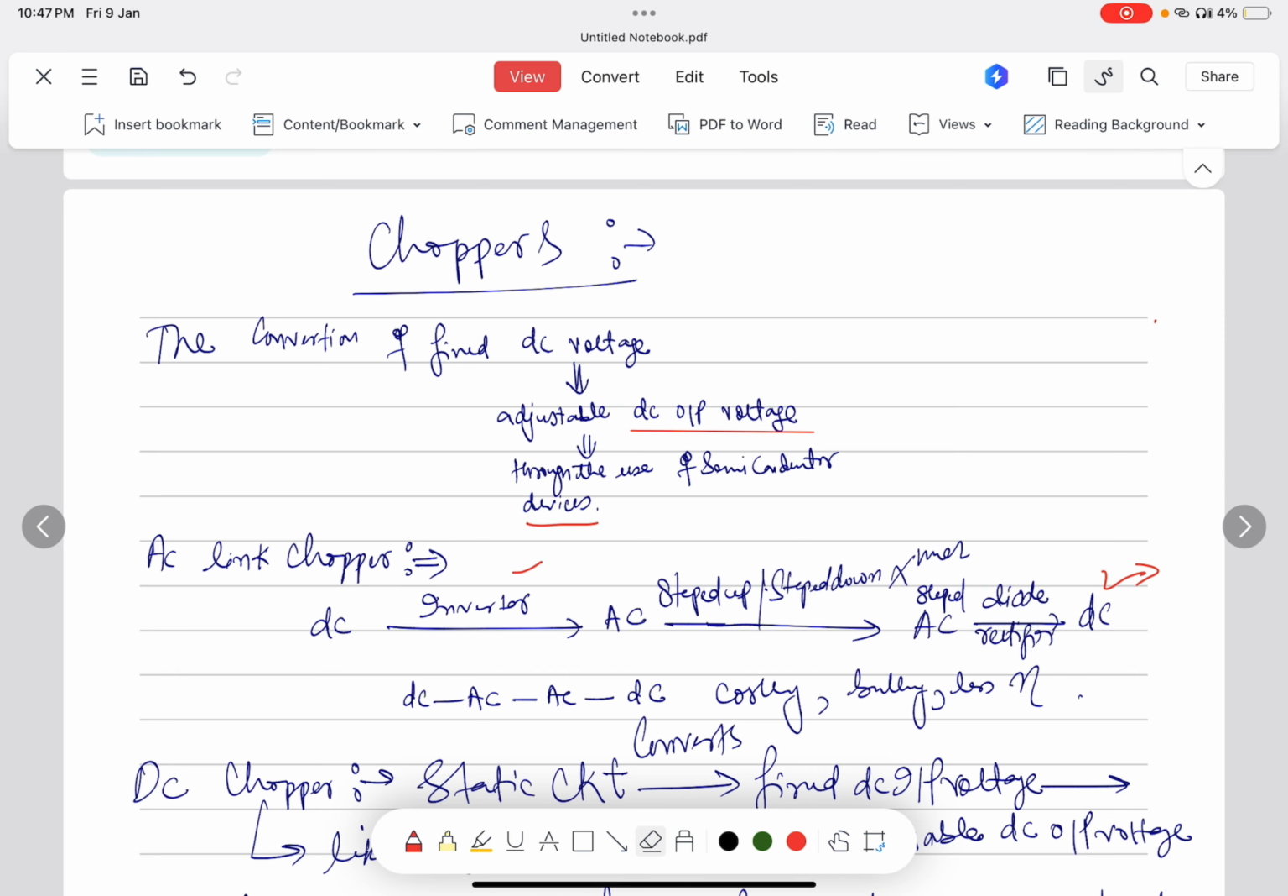Today we will discuss the choppers. Before discussing choppers, we must know how to convert the AC voltage into DC. We use rectifiers to convert the AC to DC. Also we have used phase converters. In previous classes I have discussed the complete phase controlled rectifiers, where we convert AC into DC.